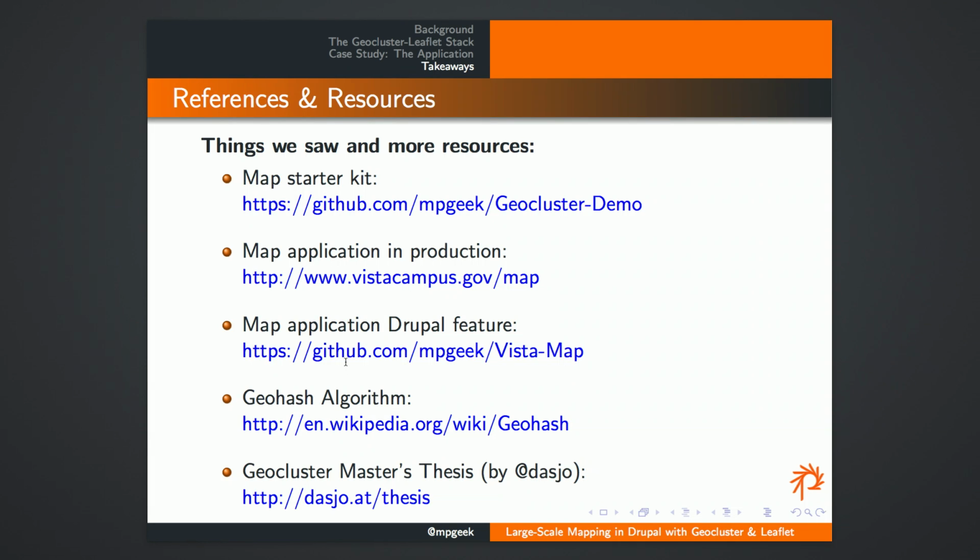So just some resources. Geocluster demo on GitHub. The production map. The Drupal feature that implements the production map. The Geohash algorithm, and the thesis if you're into benchmarking and learning about performance and taking a closer look at the Solr implementation.